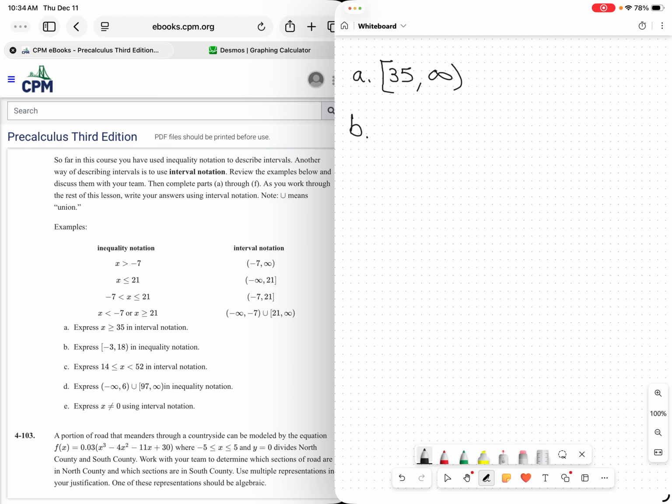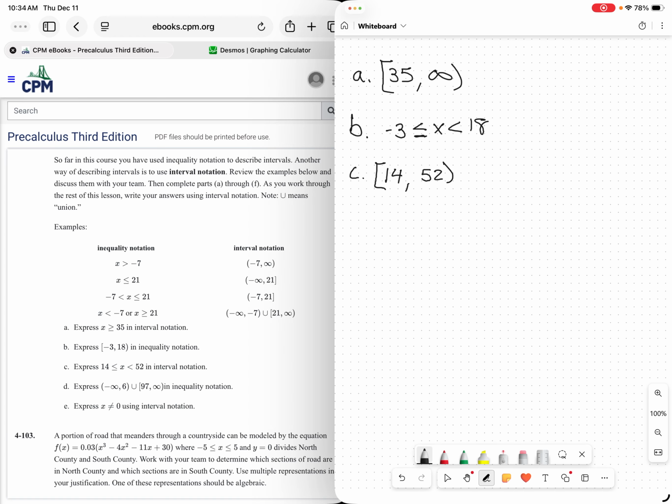B, express -3 to 18 in inequality notation. So -3 is less than or equal to, it has a bracket, x, which is less than 18. We're talking about in between -3 and 18. And then C, we have 14 less than or equal to x less than or equal to 52. So again, 14 to 52 is our interval. 52 is not equal to, 14 is, so we have a bracket on 14.